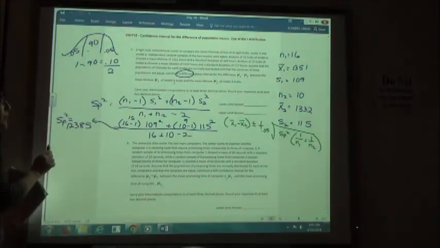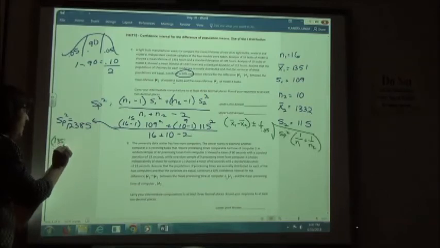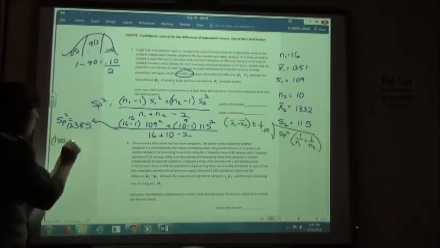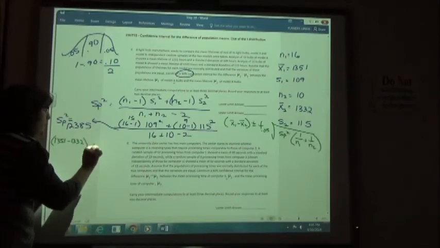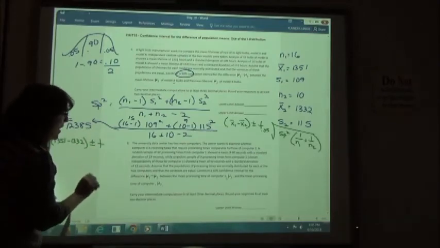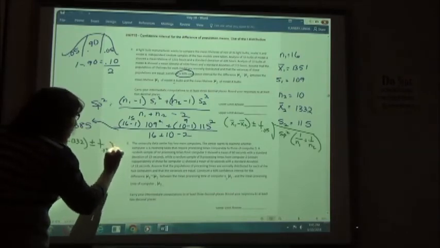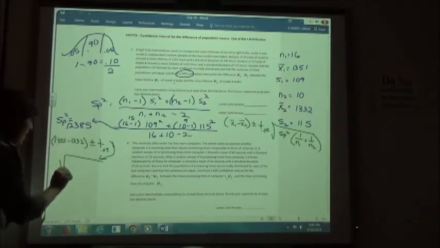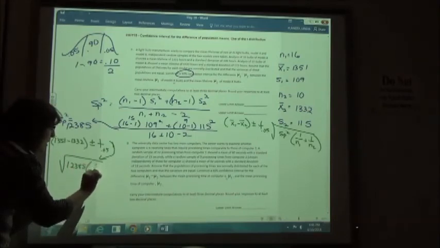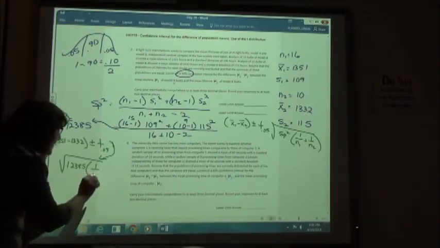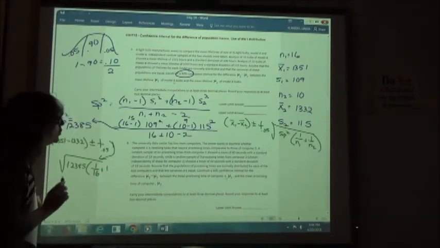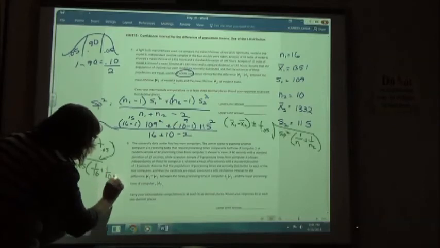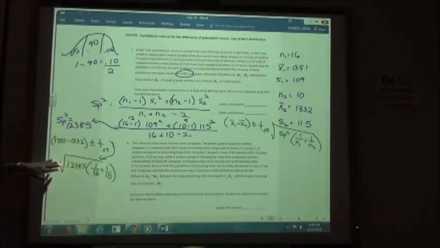So on this problem, I'm just going to sneak it over here. Mean 1 was 1,351 minus mean 2, 1,332, plus or minus t sub 0.05, and then right behind that, but I can't fit it in, is my square root. Under the square root, I'm going to have 12,385 times 1 over n1, which was 16, plus 1 over n2, which is 10. So this part should go right behind your t, like we did on our other confidence interval.